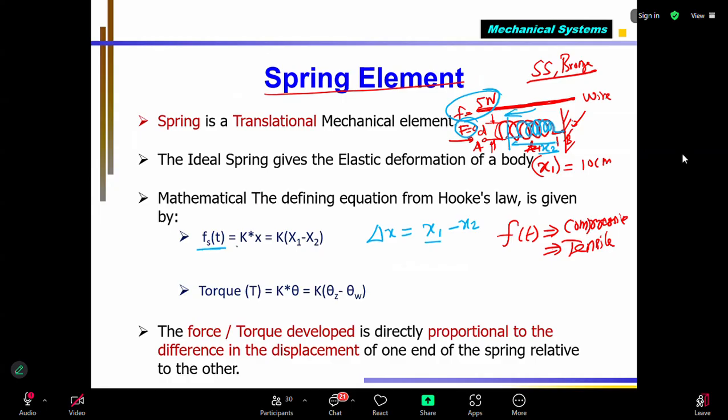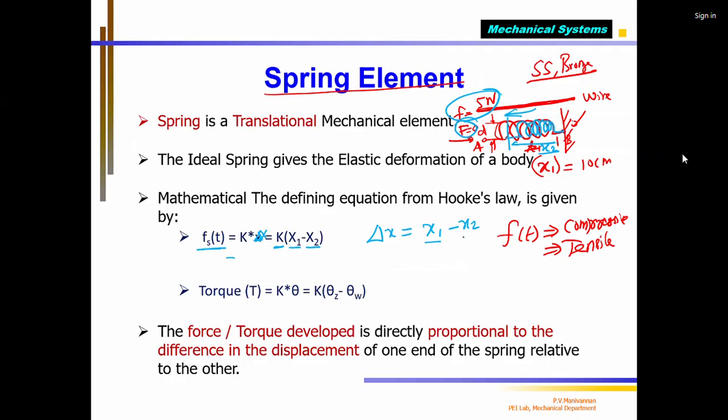Spring's force is proportional to K into, in fact, this should be delta x, sorry, which can be written as K into x1 minus x2, original length minus the new length after applying force, multiplied by K, where K is called spring stiffness. Sometimes they put subscript S, K subscript S, it is a spring stiffness. That is commonly used.